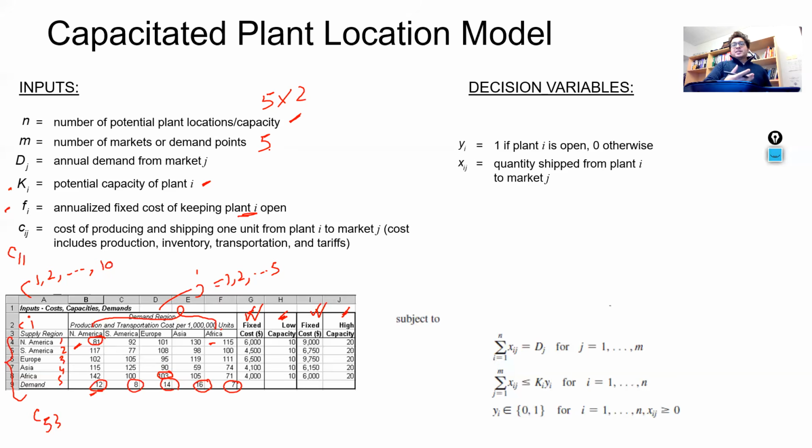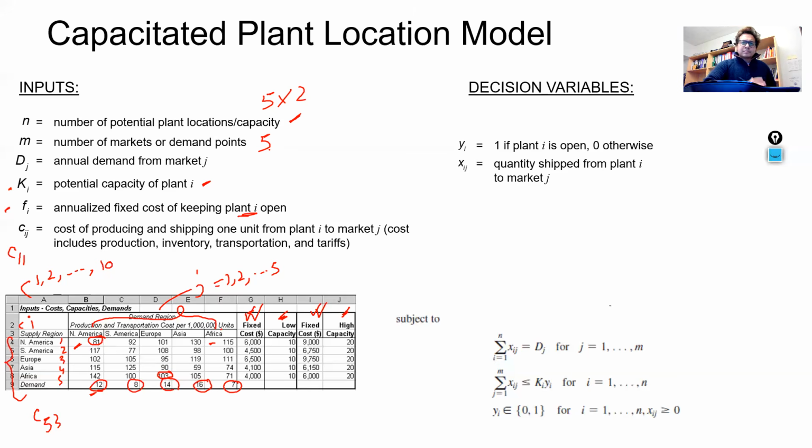And then capacity depends on the company, like how much capacity the company wants to build in each of the plants, right? And then for the costs, the number of plants will have some fixed costs for building and equipment. So there will be some cost associated with that. And then for moving goods from each of the plant locations to the demand locations, we will have the Cij, the cost of moving, inventory, transportation, tariffs and so on, right?